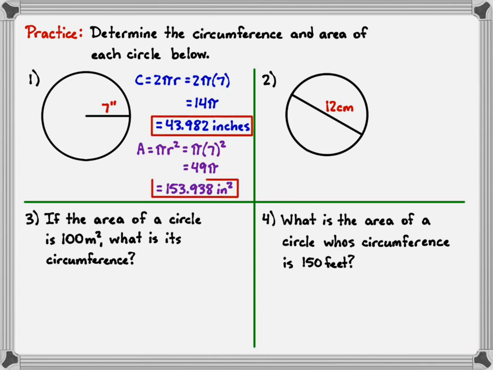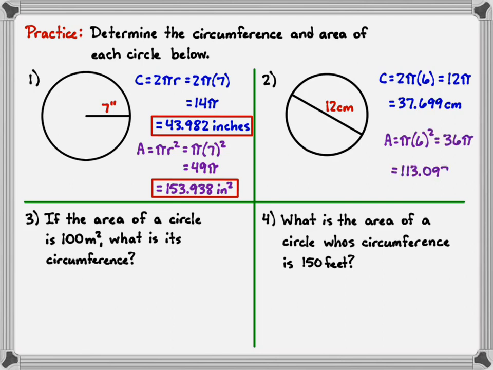For number 2, same thing. Circumference is 2 pi r. But notice that the radius wasn't given. The diameter was given. So if the diameter is 12, the radius is going to be 6. We simplify that, I multiply it out, we get 37.699 centimeters. Plugging into the area formula, you got pi times 6 squared, which is 36 pi, or 113.097 centimeters squared. For number 3 and number 4, these are a little bit more in depth.